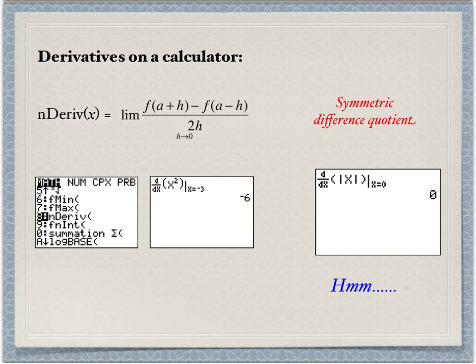Now, one thing to watch out for: what if I looked at the absolute value of x and I wanted to know the derivative at 0? Notice what the calculator gives you here. And I just like to pose the question to you, is that the correct answer? Why or why not? We'll see if somebody can tell me that in class tomorrow. So that's one way to find derivatives on a calculator.